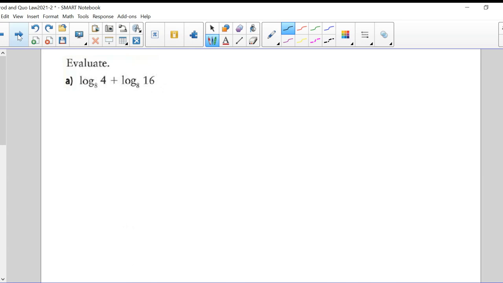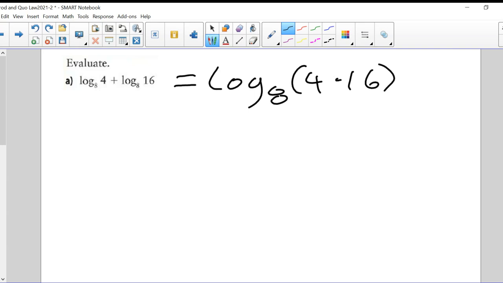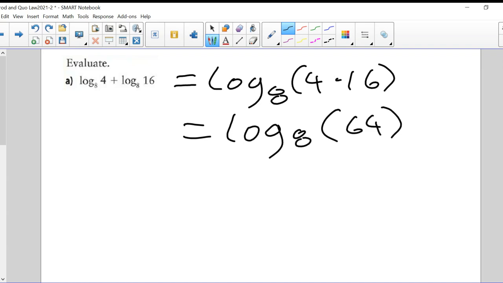The log base 8 of 4 plus the log base 8 of 16, using that product law of logs, should be the log base 8 of 4 times 16. Product, right? So multiply them. So that's equal to the log base 8 of 64, which of course is 2. There's your answer. That's your answer right there.